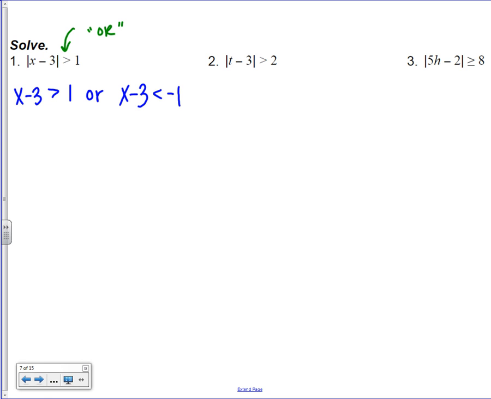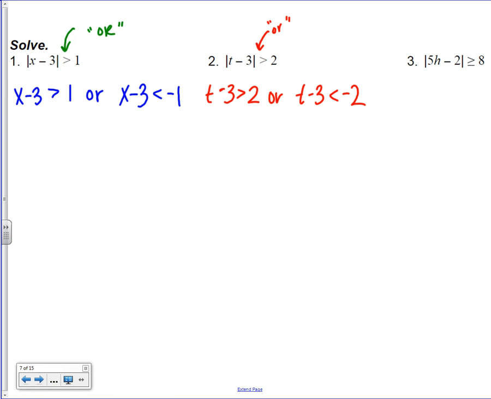Let's look at number 2. Again, this is an or inequality, greater than. So the positive version is exactly how we see it without the absolute value. Or the negative version flips the symbol and makes that number negative.